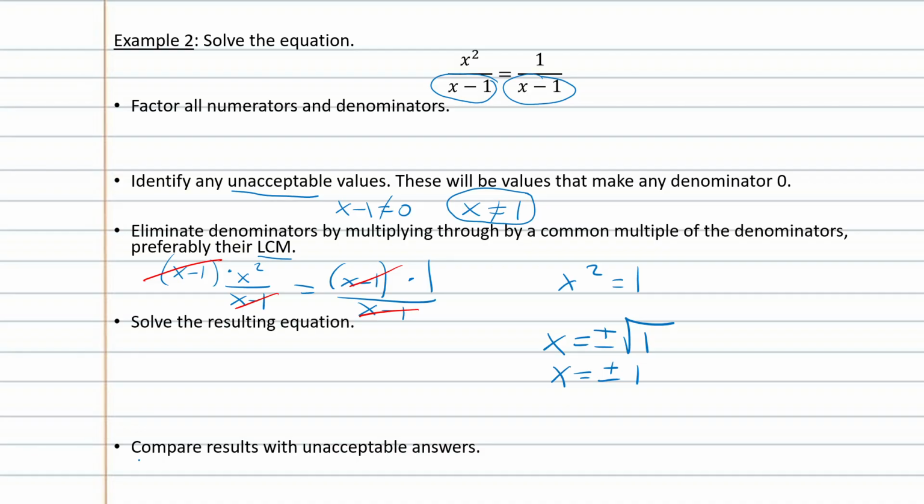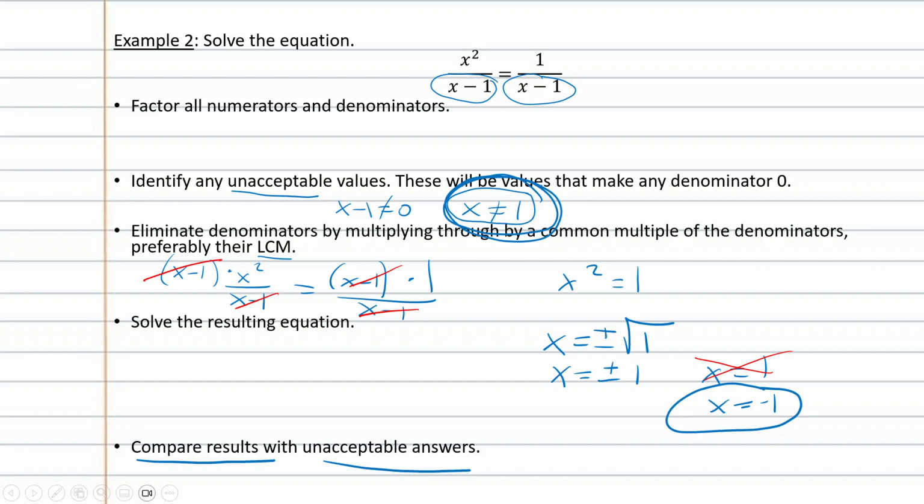But now I need to compare that with the unacceptable answers. We have an unacceptable answer here where x cannot be equal to 1. Unfortunately, x equal to 1 was one of our potential solutions, right? Because it could be either a positive 1 or a negative 1. So what this means is the only valid answer for this one winds up being x equals negative 1. X equals 1 is no longer a valid answer because it's unacceptable, because it would cause a division by 0. So we have to mark that solution out.